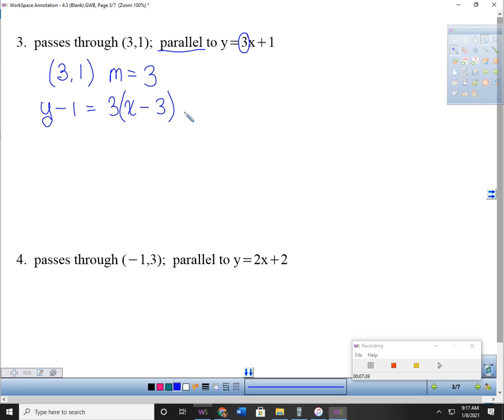All right, I have nothing to simplify, right, as far as point slope form. I don't have any double negatives. So I'm going to go ahead and distribute my 3. So keep your y minus 1. 3 times x is 3x, and 3 times -3 is -9. And then the last thing I do is move that -1 by adding it. So y is equal to 3x minus 8.